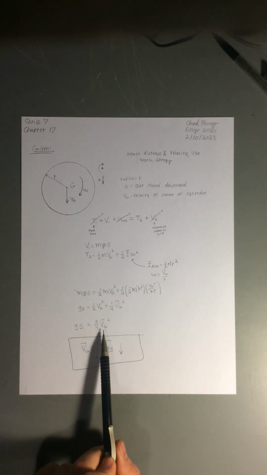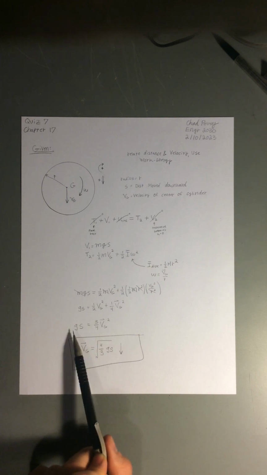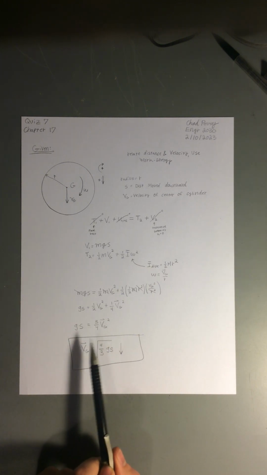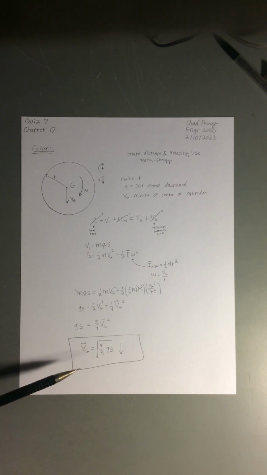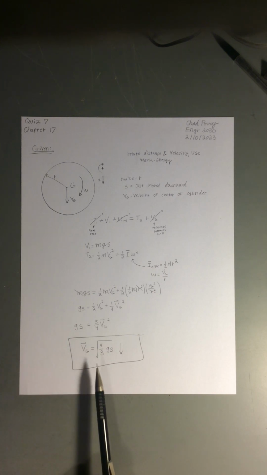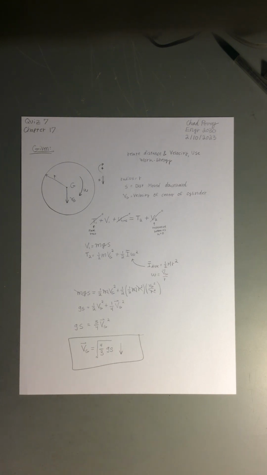From there we want this in terms of our velocity, and so we can multiply by 4, divide by 3, and then take the square root of that to get our final answer. The velocity of the center of the circle as it moved downward a distance s will be the square root of 4/3 gravity times s. That is the answer for this question, and it will also be in the downward direction. So thanks for watching.